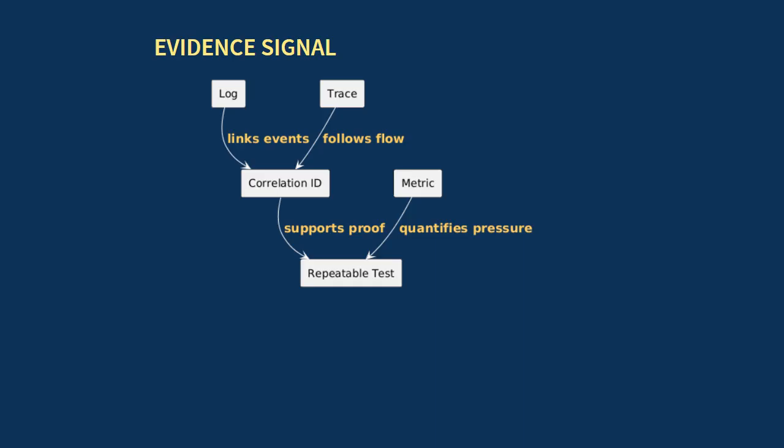That is why evidence matters. Logs, traces, and metrics become useful only when they separate real behavior from assumption and can be tied back to one workflow. Isn't a slow metric enough to prove the problem? Not by itself. A metric says something is slow, but a correlation ID, structured trace, or ordered log sequence can show why that request slowed down and whether the invariant was actually violated.